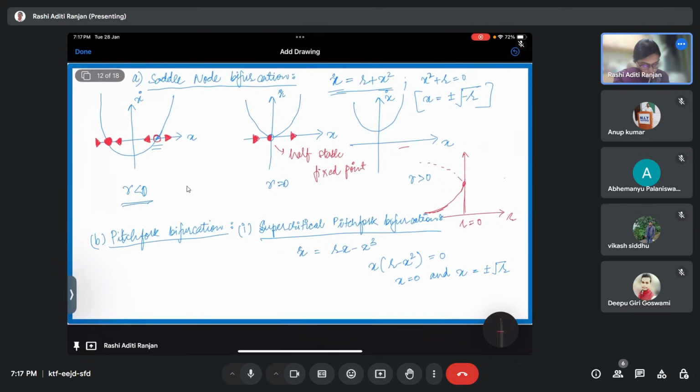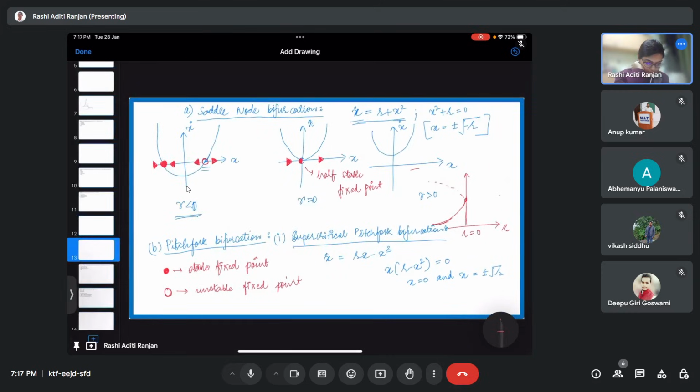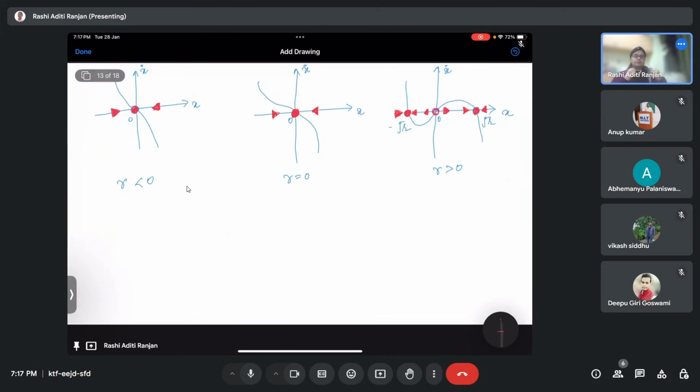Maybe I should write the terminology here only. I can write. So a filled dot means a stable fixed point, and an unfilled point means an unstable fixed point. Okay, this is how my system is going to behave, right? For all the three values of r.